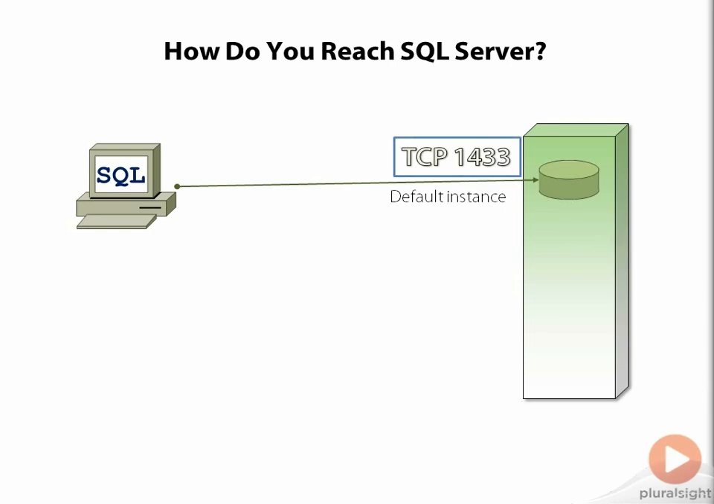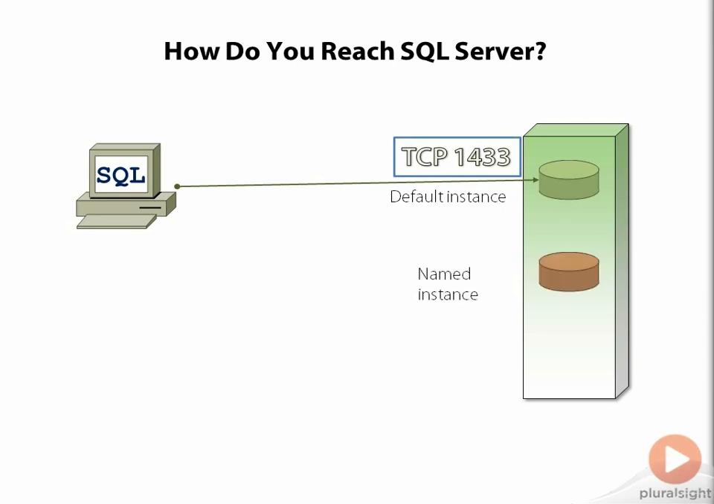Simply, the client application, the client library, tries to connect to a server by its server name or IP address on its 1433 TCP port. If SQL Server is installed as a default instance, it will answer to this port, and that's it. But what about a named instance?